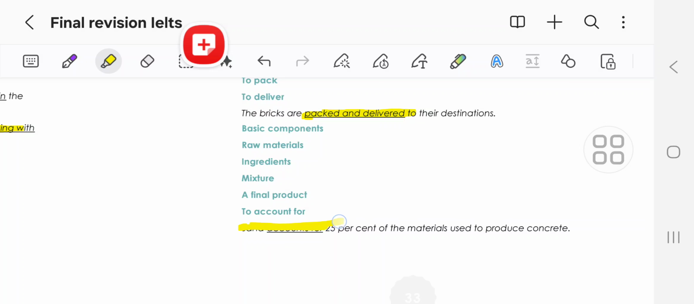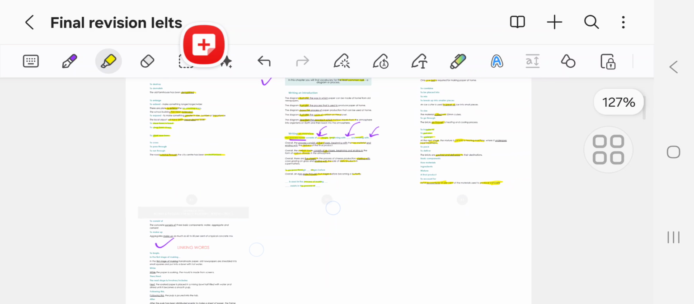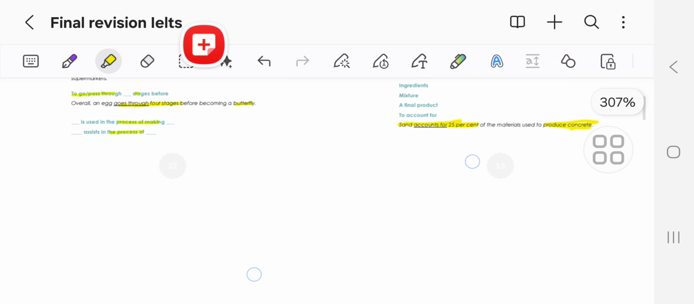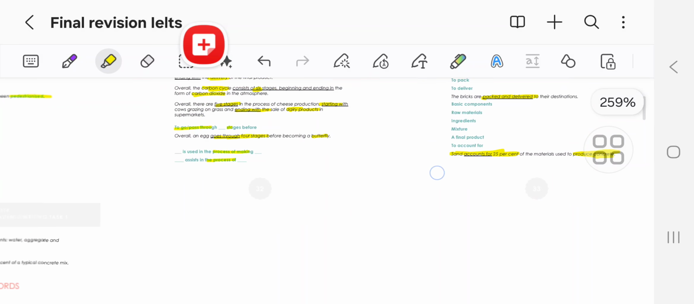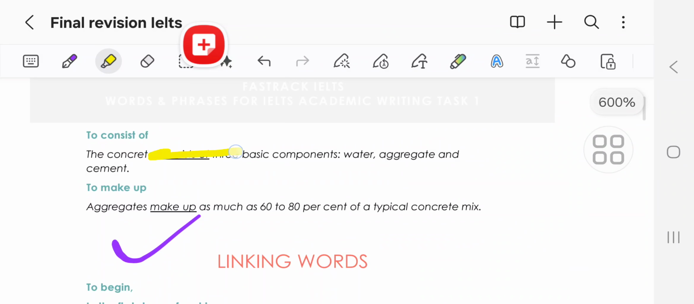Sand accounts for 25% of the material used to produce concrete. Like that. To consist of: the concrete consists of 3 basic components: water, aggregate and cement. To make up: aggregate makes up as much as 60 to 80% of the typical concrete mix.